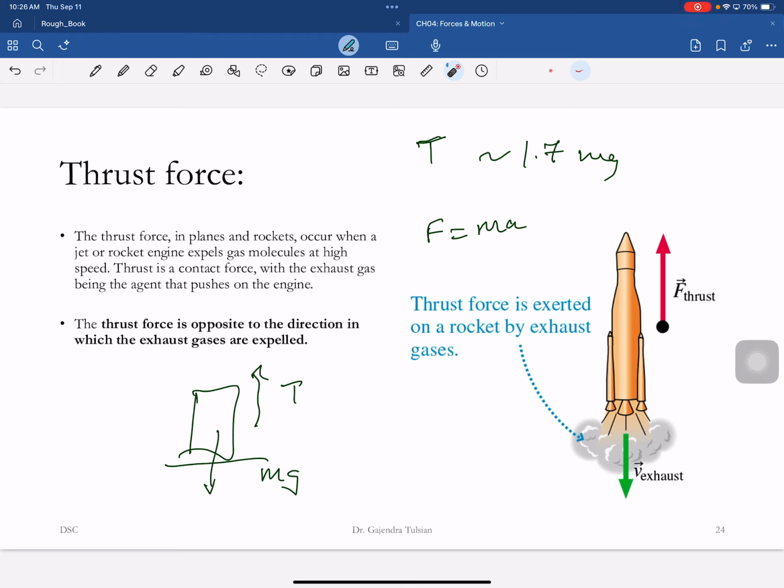Now, how do you generate thrust? How does the rocket generate thrust? It has to spew out exhaust gases at high speeds. So the thrust force is a recoil force. Essentially, when you shoot a gun, you recoil, and that's what's happening here. So the more mass you exhaust and the faster you exhaust it, the greater the thrust force.